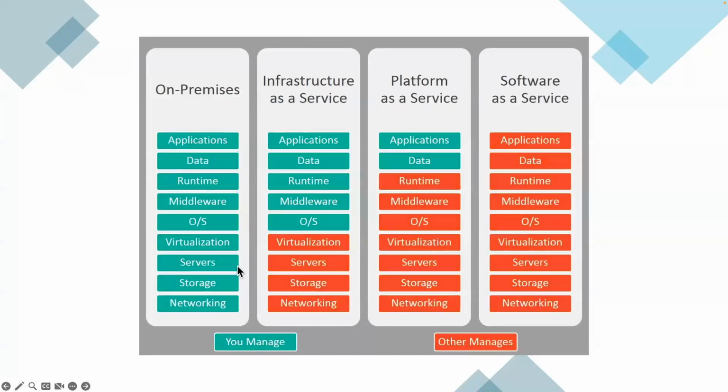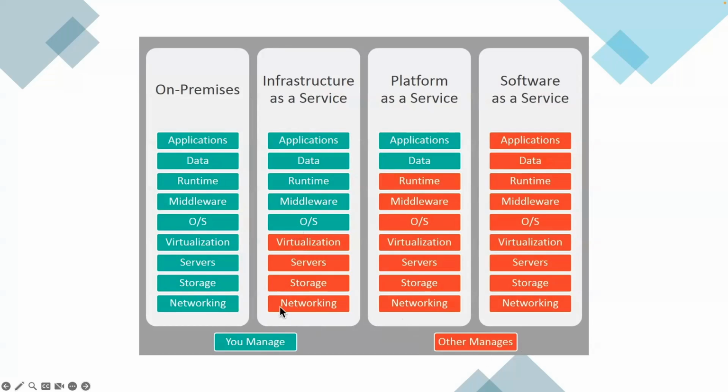Based on today's session, we already know we have on-premises. In traditional computing, from networking to application, everything is managed by the organization itself. And when it comes to infrastructure as a service, these are the basic three service models. There are more models apart from these three also. We will discuss that in detail along with our sessions.